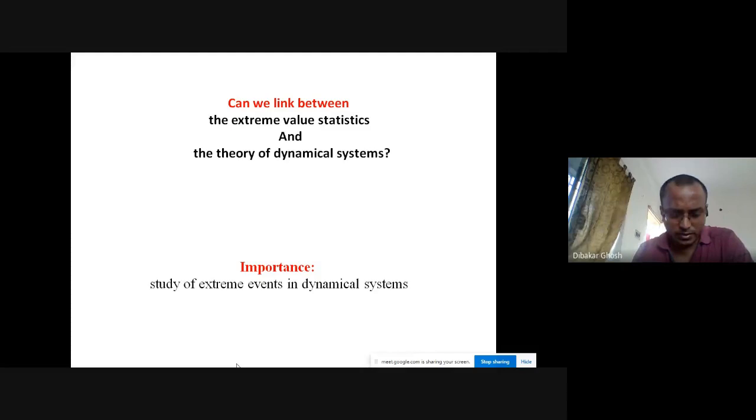The next question is, we are studying dynamical systems. The dynamical systems are deterministic dynamical systems. But we are using statistical modeling and extreme value statistics. Can we link extreme value statistics and the theory of dynamical systems? Or what is the importance of the study of extreme events in dynamical systems?